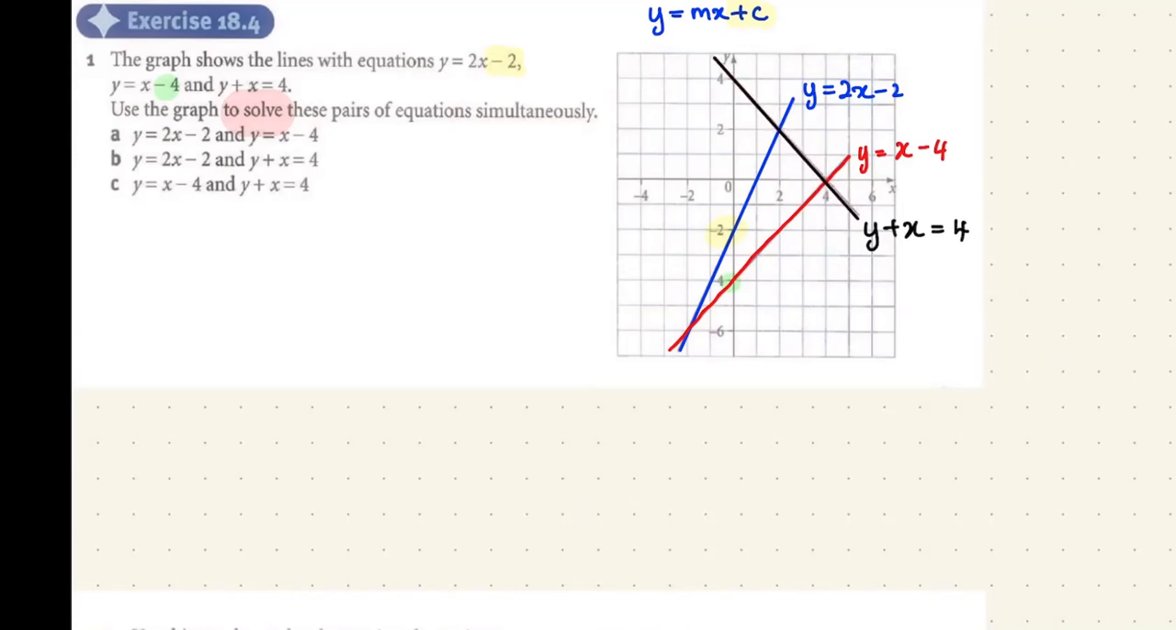what we need to do is solve these equations simultaneously. The first one wants me to use y = 2x - 2 and y = x - 4. I want to find the intersection between these two lines. As you can see, it's here. Since this is the intersection, the solution is the x value. So let's try to find the x value. x = -2.